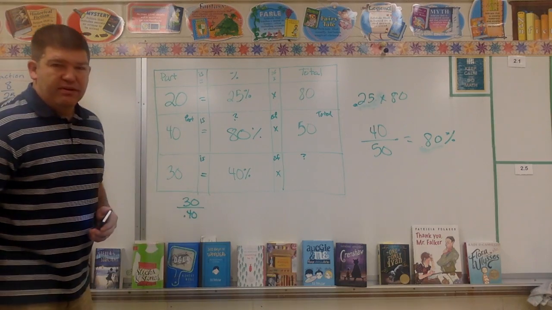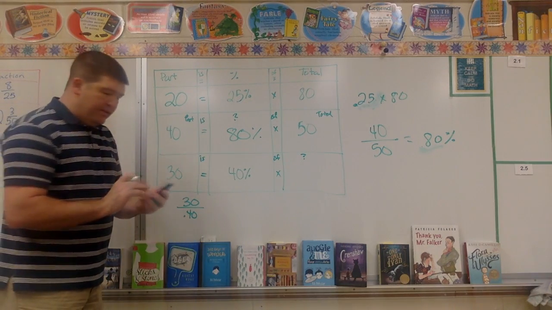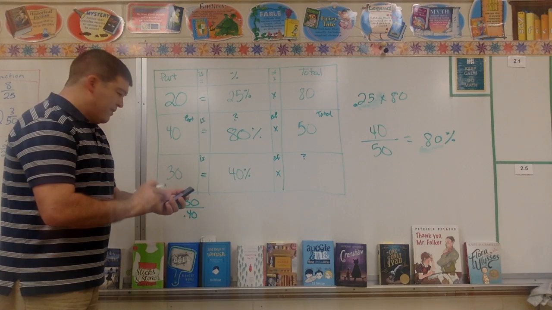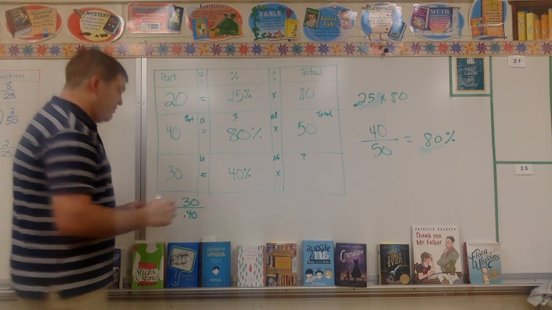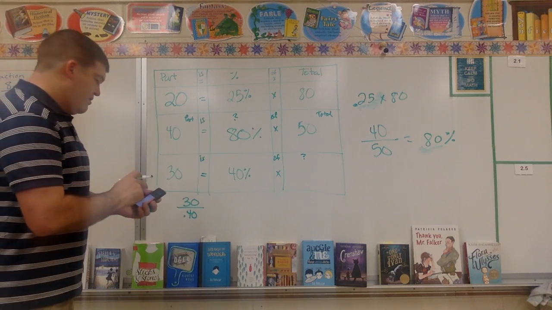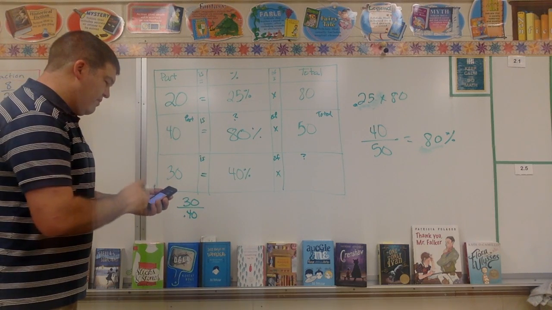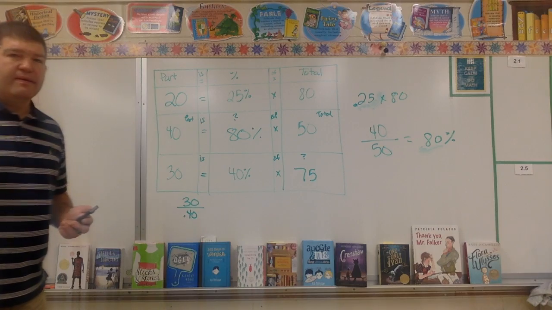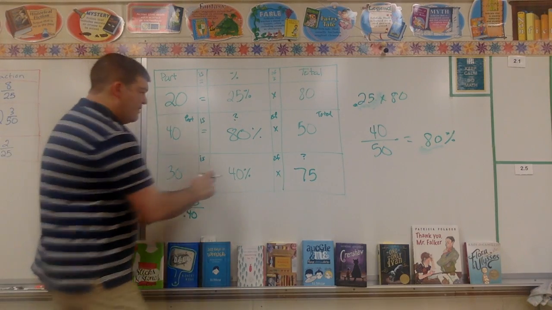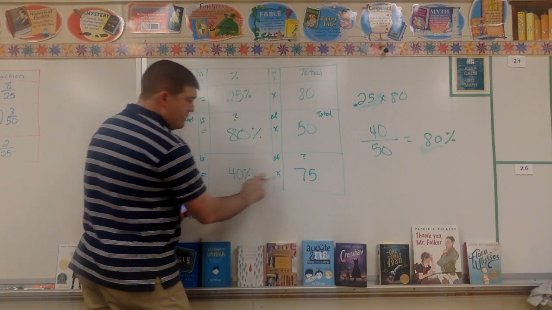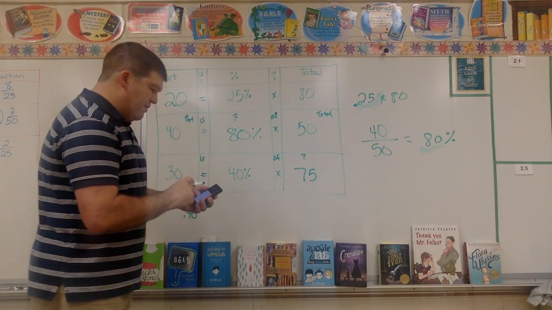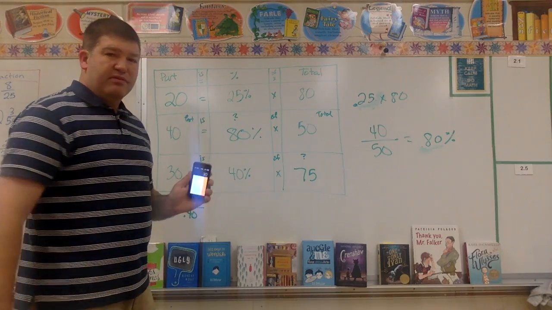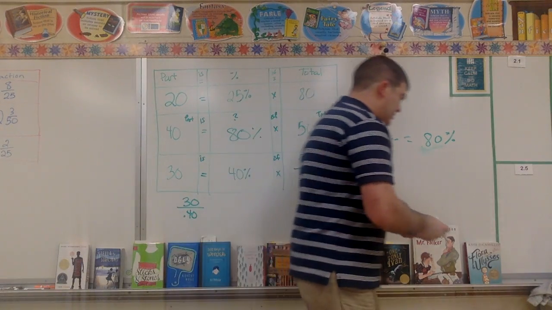30 divided by 0.40. It looks kind of funny, but you can do it on your calculator. You could also do it longhand. You know how to move the decimal over. So I'm going to do it on my calculator. 30 divided by 0.40 equals 75. Okay? Now, I want to check it. I want to go this way. 40% times 75. So I do 40%, which is 0.40, times 75 equals 30. Okay? We're good to go.